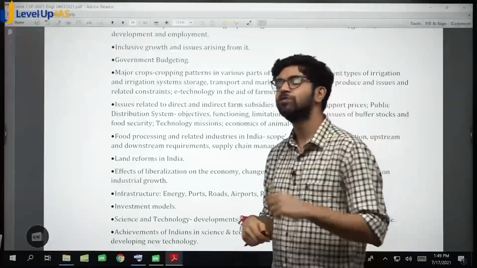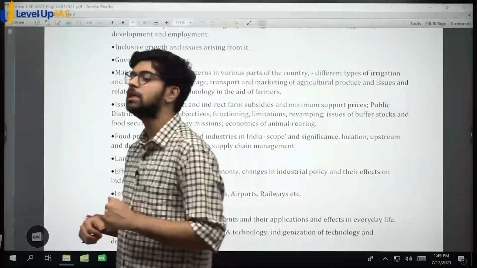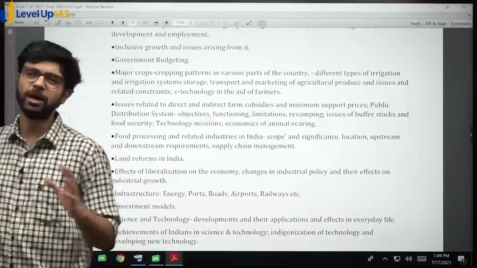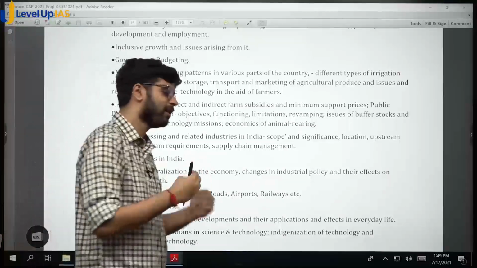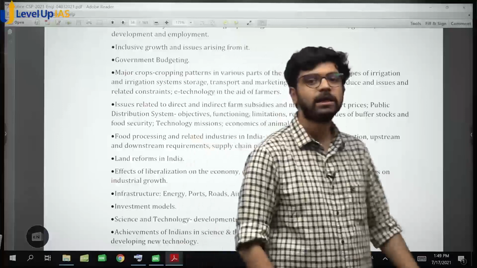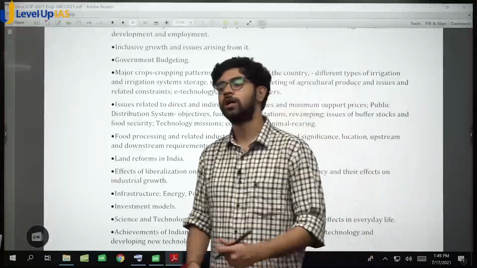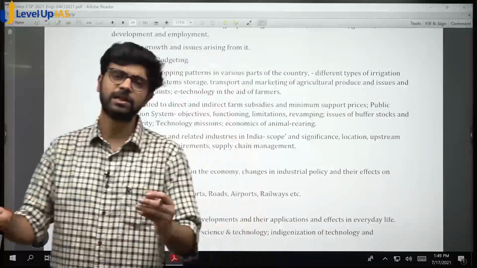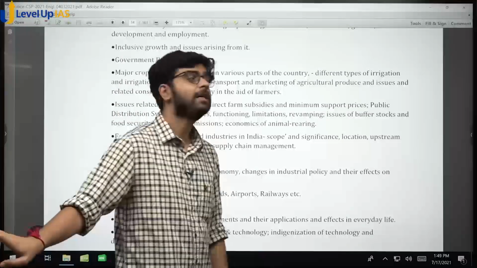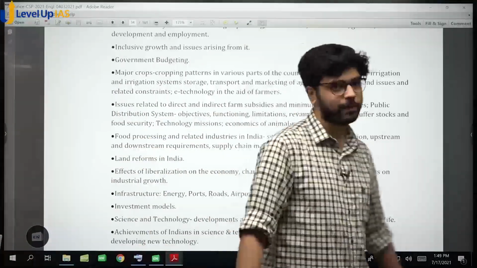We have seen infrastructure quite in detail. You will have to read a lot about infrastructure, and infrastructure is mostly current based. So that will get covered when your current affairs classes start. And you will get the source material, you will get everything. You just have to read and try to understand without skipping the newspaper.